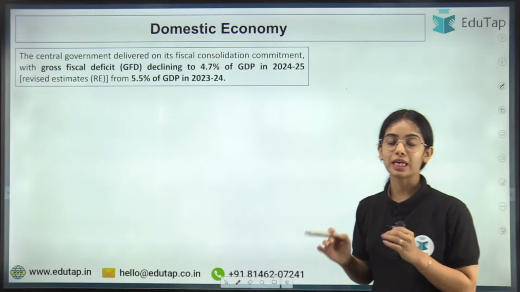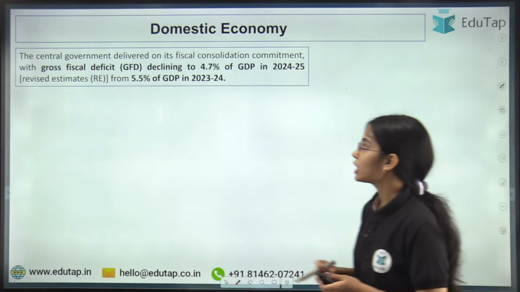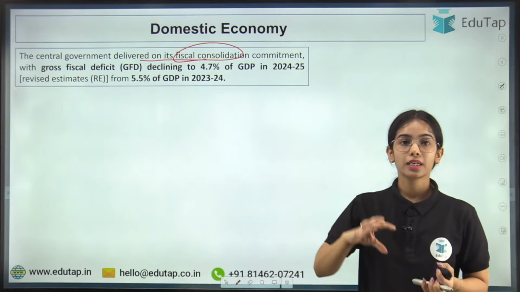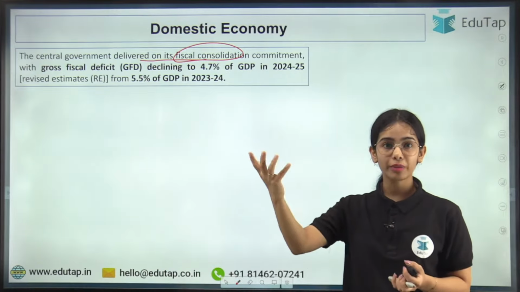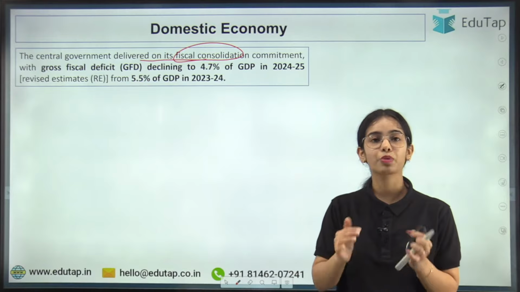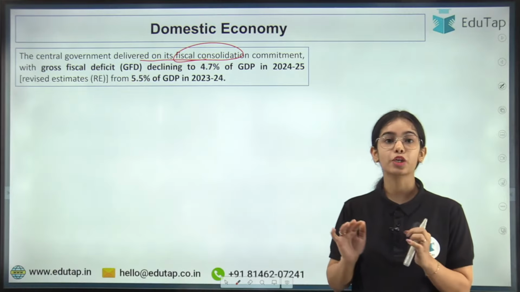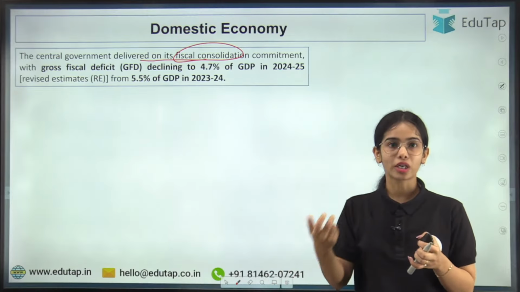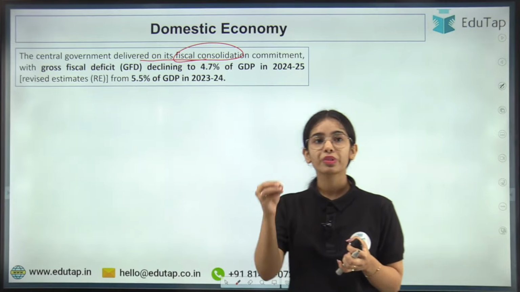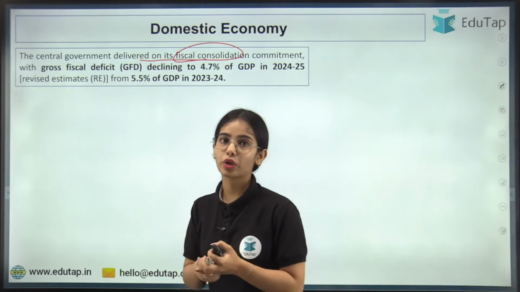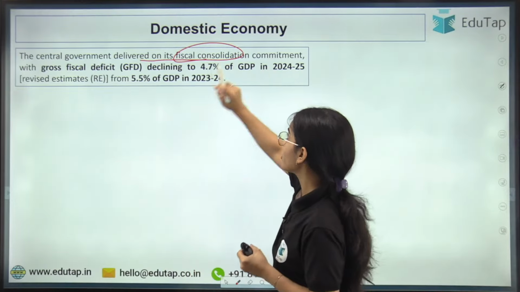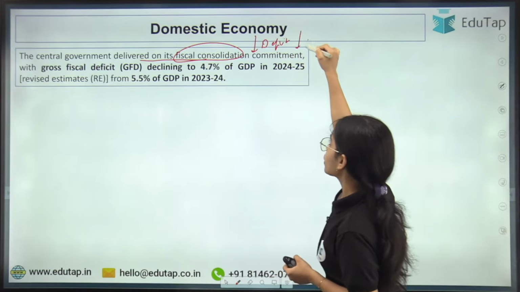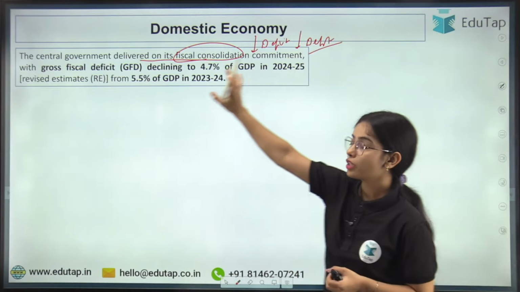Now coming to the next point, that is the data points for the government. Okay, so the central government delivered on its fiscal consolidation. Fiscal consolidation means, see, during COVID, even the Indian government had to spend a lot because vaccines had to be provided, health care facilities had to be provided, and ration had to be provided for the people that got unemployed during that time period. So the central government delivered on its fiscal consolidation commitment, saying that we are reducing our deficit and we are focusing on reducing our debt, with gross fiscal deficit.